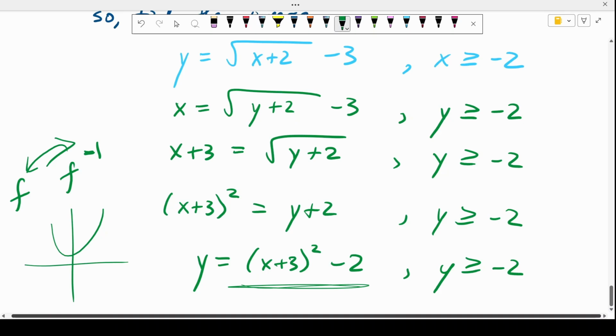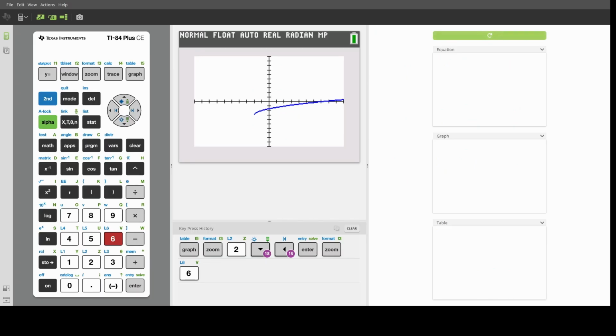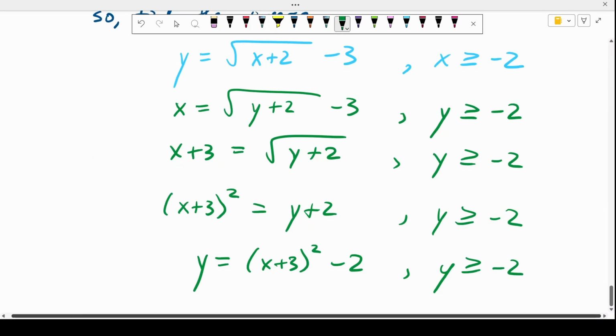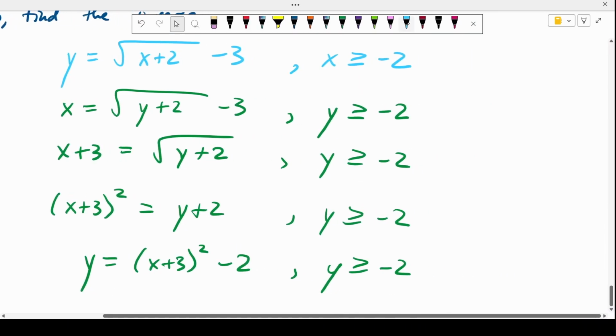And this inverse is about to be restricted. We have that with our original function, the domain is x greater than or equal to negative 2. We also have that the range is y greater than or equal to negative 3. So we also have over here that y is greater than or equal to negative 3. For our new function then, the inverse, we have that x is greater than or equal to negative 3. All the way down here.